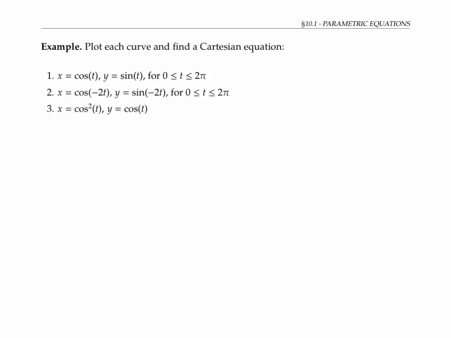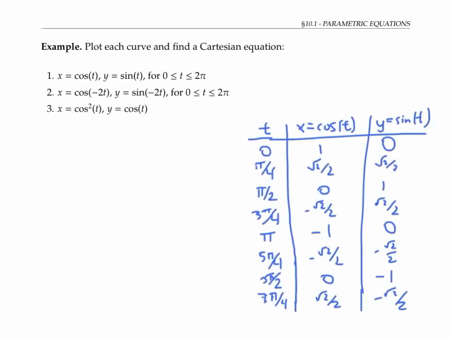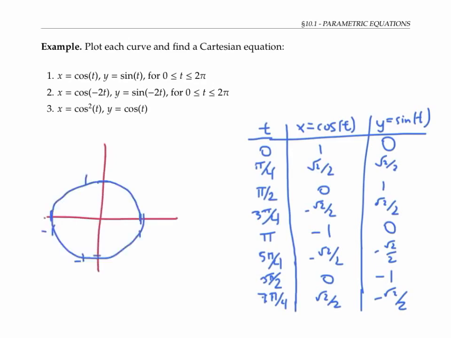Let's try some more examples. A table of values for the first example helps us draw the familiar graph of a circle of radius 1. This should come as no surprise, since the equations x equals cosine t and y equals sine t are familiar from trig as a way of describing the x and y coordinates of a point on the unit circle. Notice that when t equals 0, our curve lies on the positive x-axis, and as t increases from 0 to 2 pi, we traverse the curve once in the counterclockwise direction.